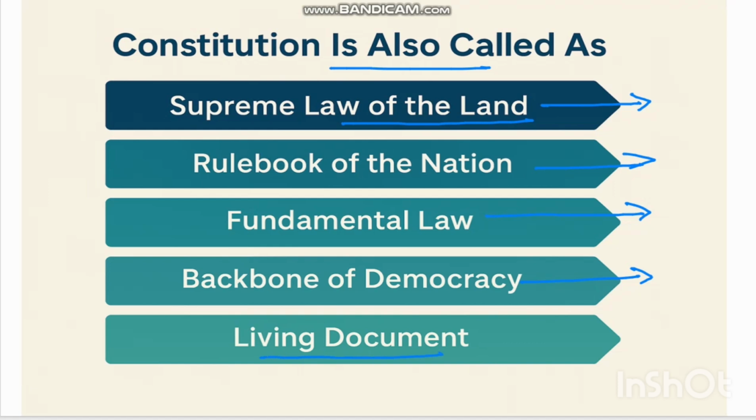It is a living document. According to the situation, the constitution can be amended, laws can be changed, and laws can be implemented by the government for the well-being of the people.